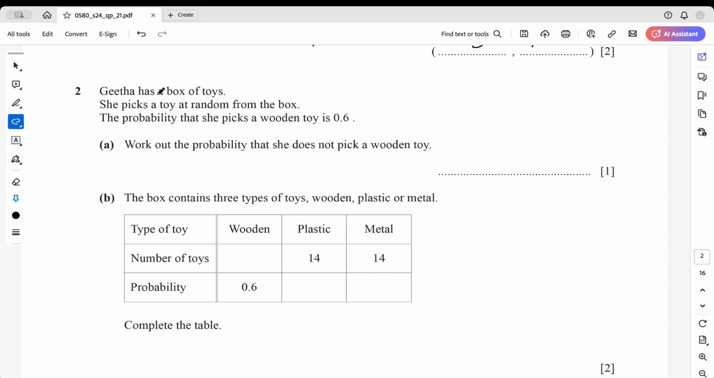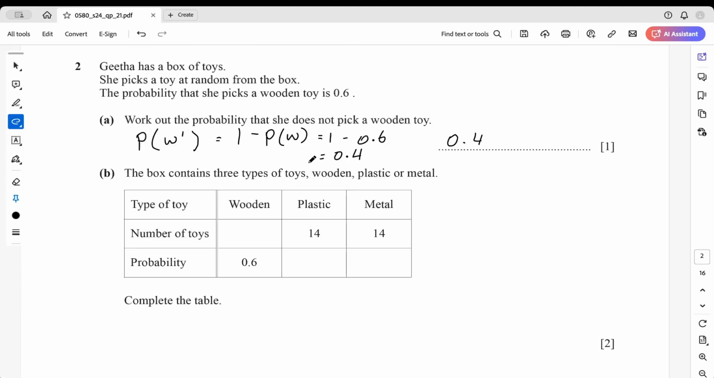Question number 2. Geeta has a box of toys. She picks a toy at random from the box. The probability that she picks a wooden toy is 0.6. Work out the probability that she does not pick a wooden toy. So, the probability of not picking the wooden toy, let's just notate that with W prime. Okay, so the probability of not picking the wooden toy is 1 minus the probability of picking the wooden toy. In this case, this would be 1 minus 0.6, which lands you an answer of 0.4.